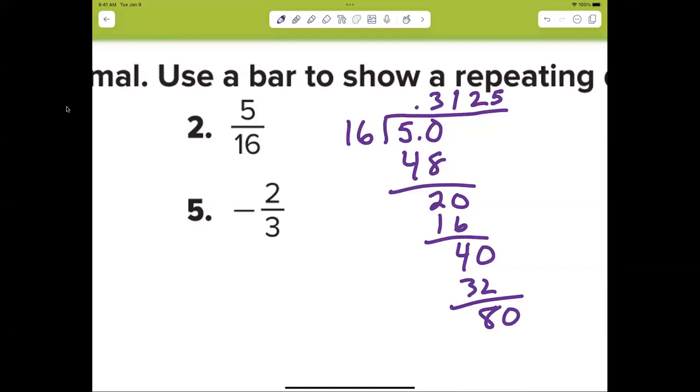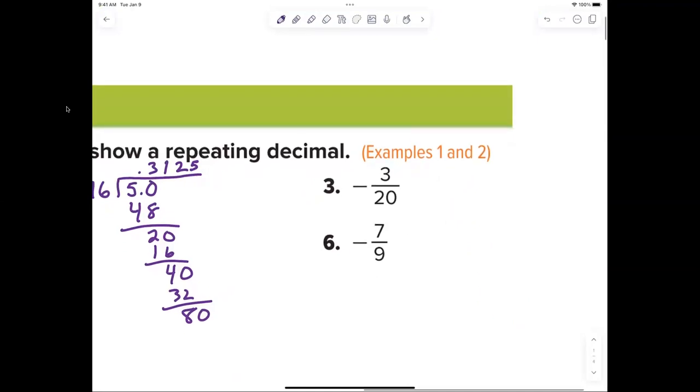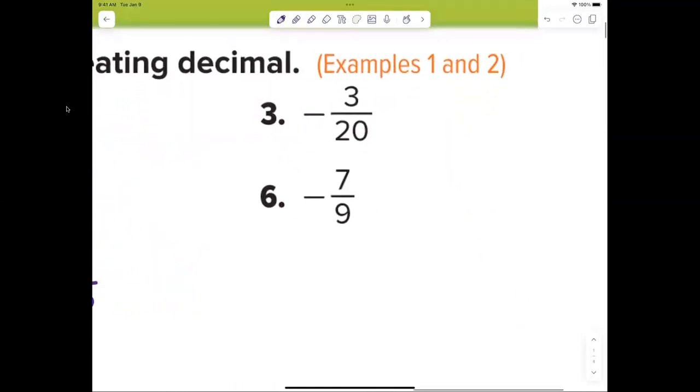Anybody have any questions with that? Everybody happy with that, right? All right, let's check out number 3. Come on, people. Everybody should be able to tell me about negative 3/20.